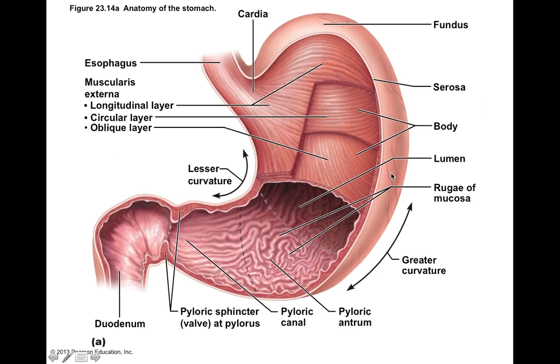So those are the kind of curvatures, right? Lesser curvature is attached to the liver, greater curvature is attached to the abdominal wall. And then what we find regionally is this top part is called the fundus. Anytime you see this word fundus in anatomy, it just means the top curvature of an organ, right? So there's a lot of fundi around the body, and we'll talk about some, like there's a fundus of the uterus and that kind of stuff, right?